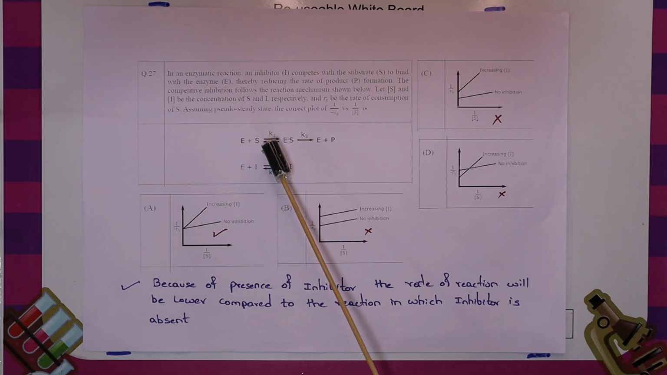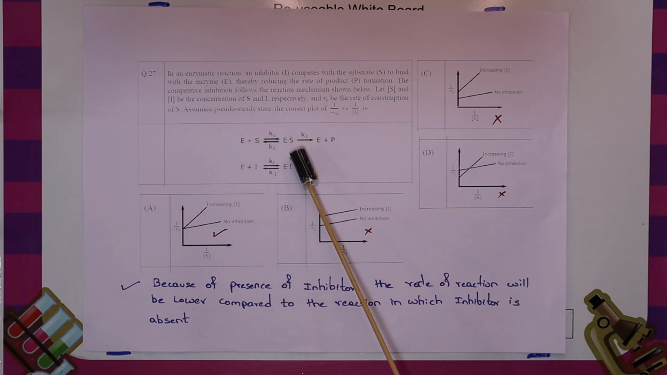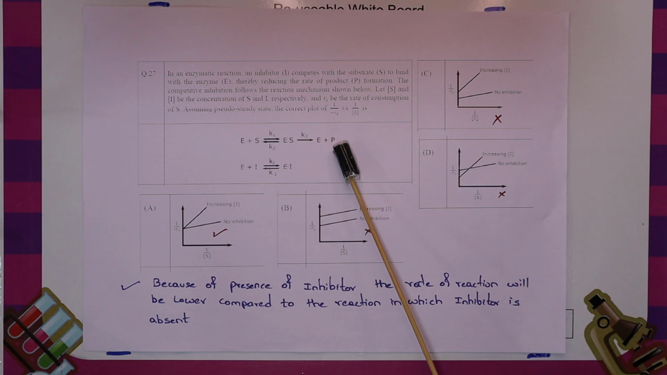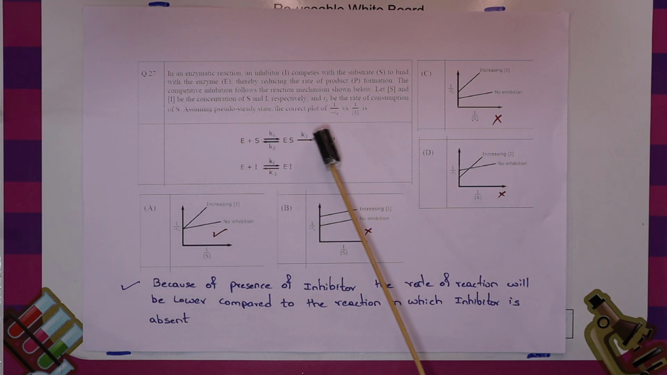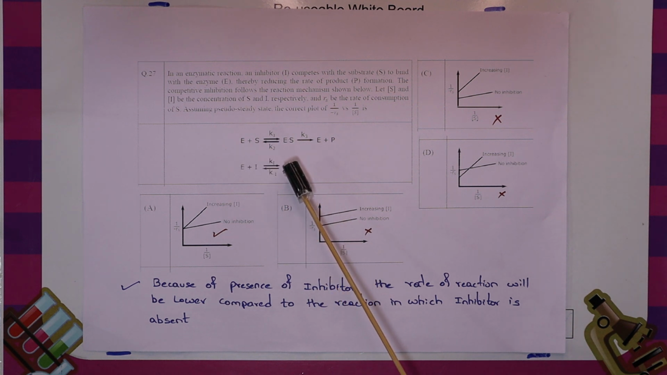The enzyme acts on the substrate to form the enzyme-substrate complex. This enzyme-substrate complex is transformed to form the product and the enzyme. So this is the base reaction. This is the Michaelis-Menten kinetics kind of reaction.